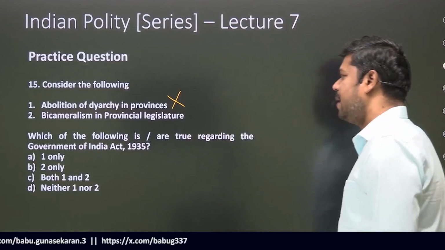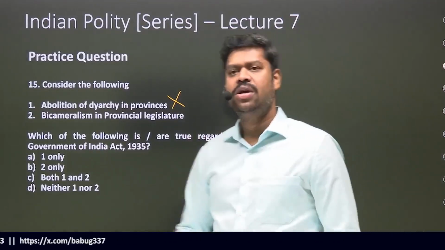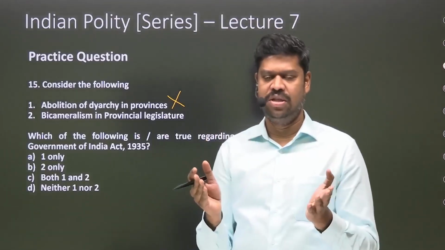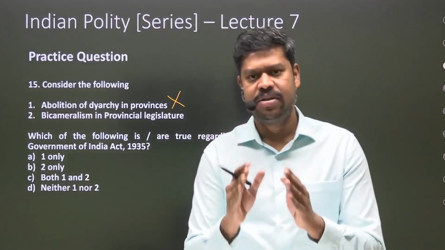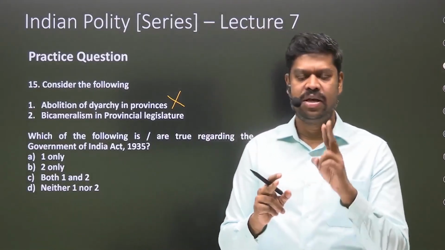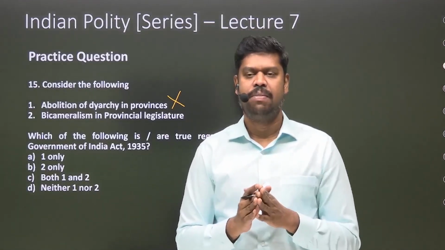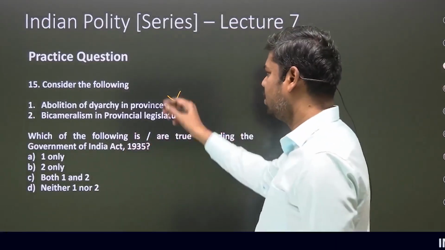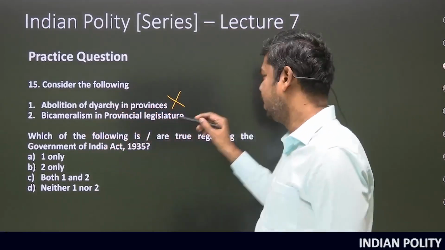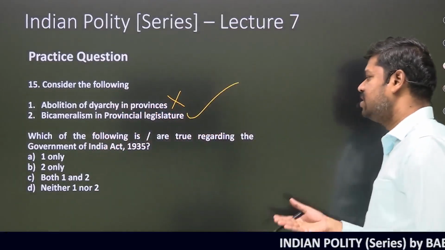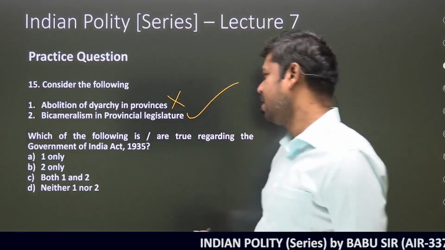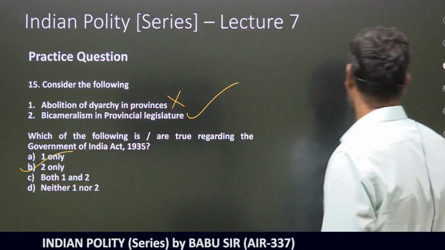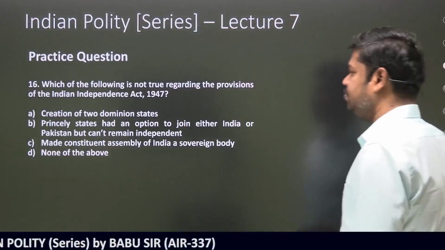Statement 2, bicameralism in provincial legislature. This is completely true. Bicameralism means having two houses in the legislative body. Bicameralism was introduced in the central legislature by the Government of India Act 1919. However, this was further extended to the provinces by the Government of India Act 1935. So this is definitely true. Which of the following is true regarding the Government of India Act 1935? Statement 1 is wrong, statement 2 is right. So the right answer is option B. Option B is the correct answer.